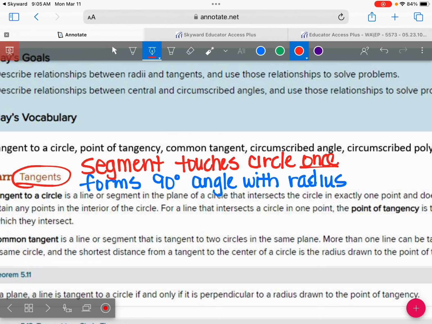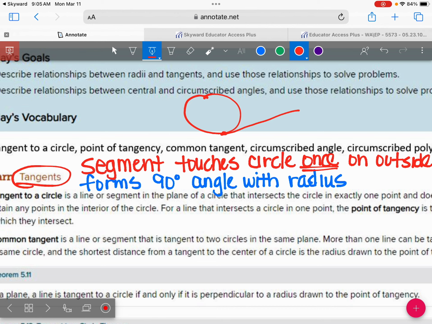once, and it's on the outside of the circle. So for example, if I draw a line like this, that's not a tangent because that's going through the circle and it's on the inside of the circle. Or if I draw something like this, again, that goes through the circle twice. A tangent only touches a circle one time, so like that would be a tangent. It touches the circle in one spot on the outside. And when it does, it forms a 90-degree angle with the radius.